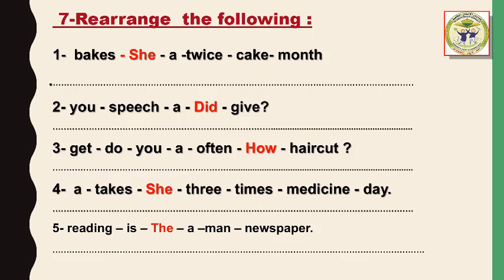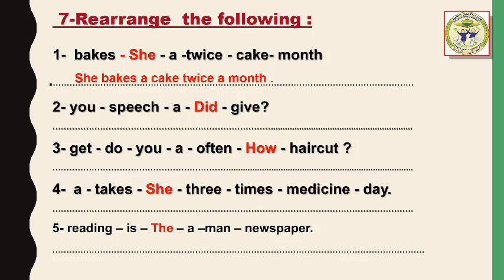Number 1. Bakes she a twice cake months. In this sentence, you will begin with the pronoun she. You will begin with the word that is capitalized. So, what's your sentence? Yes, excellent. She bakes a cake twice a month.